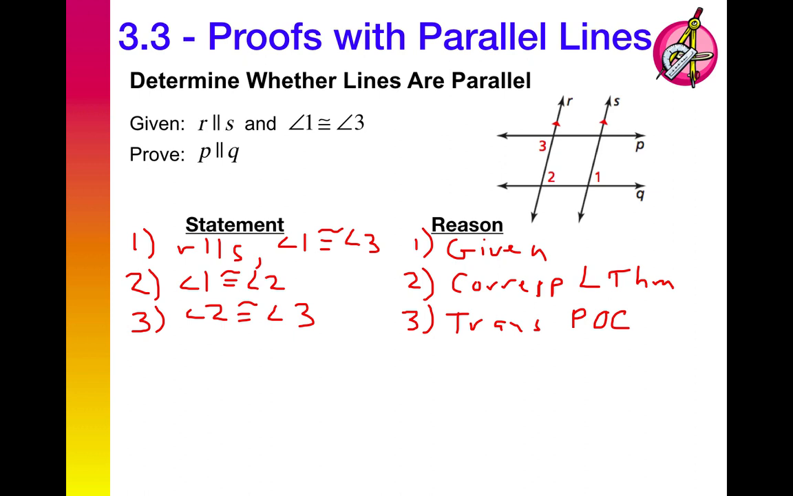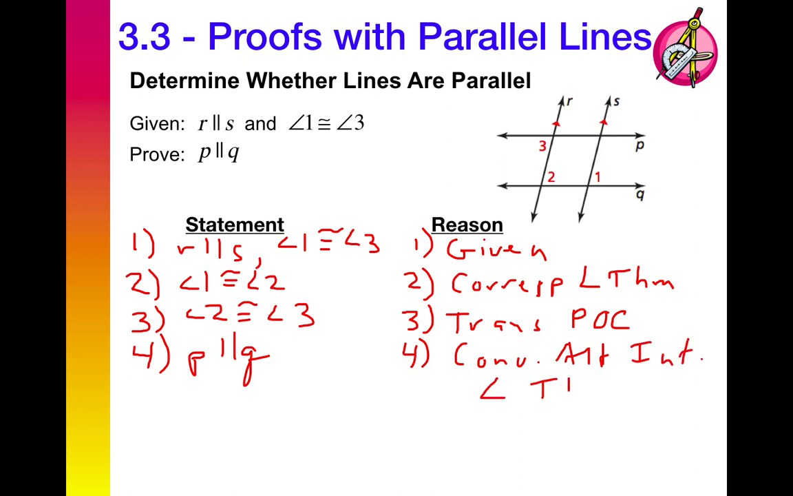Once we've shown that angle 2 and angle 3 are congruent to each other, we have two lines that are coplanar, P and Q. We have alternate interior angles that are congruent, therefore P and Q must be parallel. So we can say that P is parallel to Q because of the converse of the alternate interior angles theorem. So that's how we would prove P is parallel to Q.